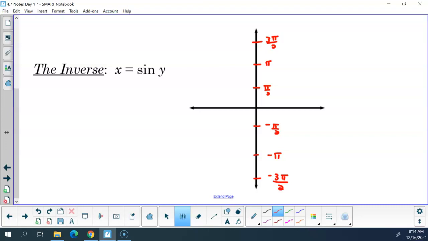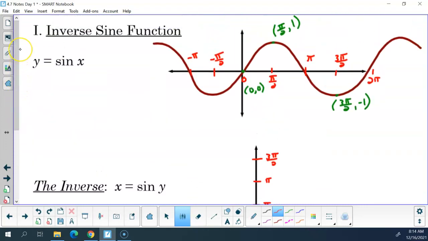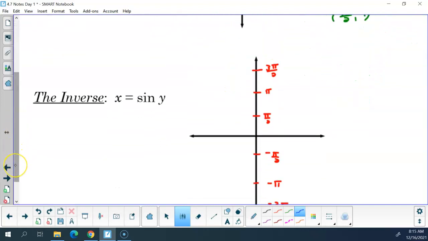My y-axis, we forgot to label our y-axis up here, but you guys nailed it. We had 0, and we had 1, right? My y-axis now becomes my x-axis. So then down here, I'm going to have negative 1, 0, and positive 1.